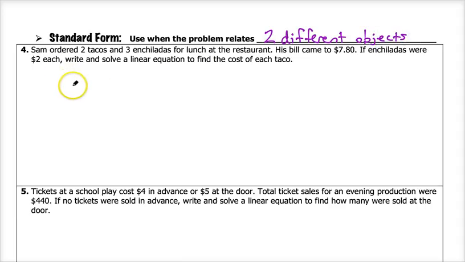So number 4 says Sam ordered 2 tacos and 3 enchiladas for lunch at the restaurant. His bill came to $7.80. If enchiladas were $2 each, write and solve a linear equation to find the cost of each taco. So we're going to write a couple of let statements here. We're going to say let x equal cost of tacos and y equal cost of enchiladas.